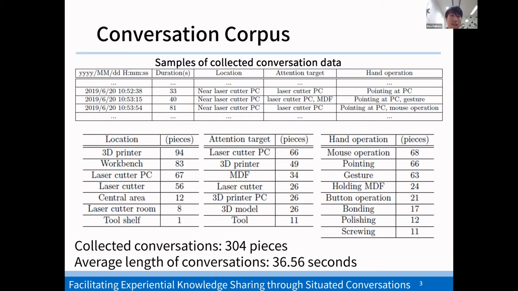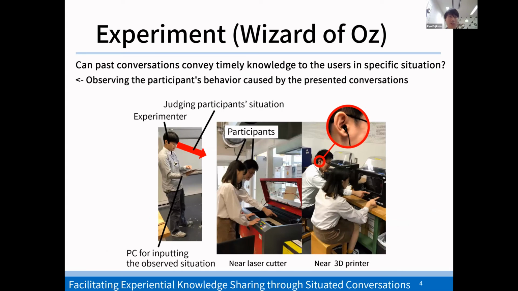The length of the extracted conversations varied from 2 seconds to 155 seconds. Average length of the conversations is about 37 seconds. In order to evaluate the effects of our system, we conducted experiments because we encountered the difficulty of real-time sensing of contextual information. We use the Wizard of Oz method. Our research question is if past conversations can convey timely knowledge to the users in specific situations. We confirmed this question by observing changes in participants' behaviors.